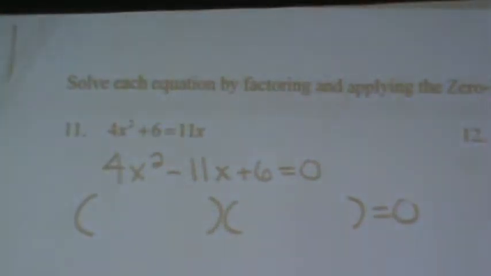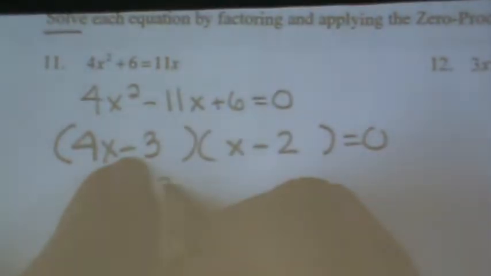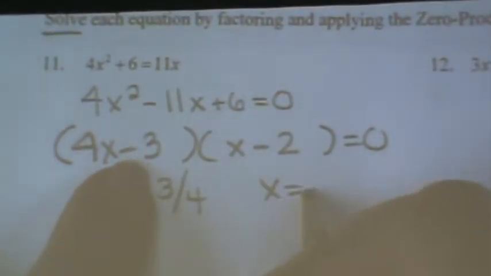So right away I look at this and say, what am I gonna use to solve it? You can either do the AC method or guess and check. And you just gotta get yourself, it's 4x minus 3 and x minus 2. So now we wanna solve it. So what are my 2 answers? It's 3/4 and 2.